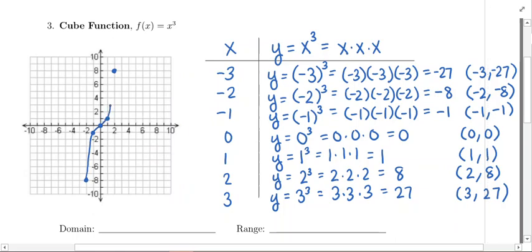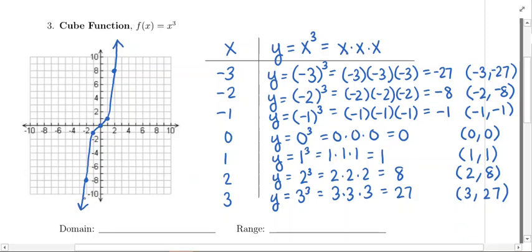Okay, so in this direction, it's going to go up forever. So we're going to put an arrowhead to indicate that it goes up in this direction forever. And then in this direction, it's going to go down forever. Okay, so that is the graph of x cubed. Again, it is a long vertical S.